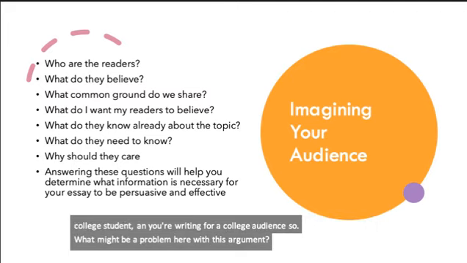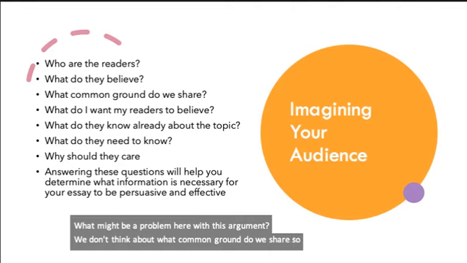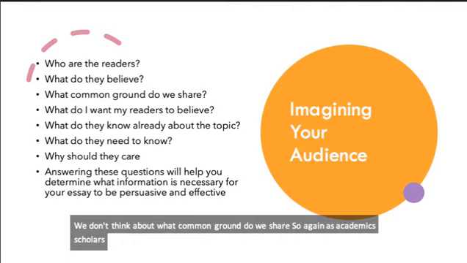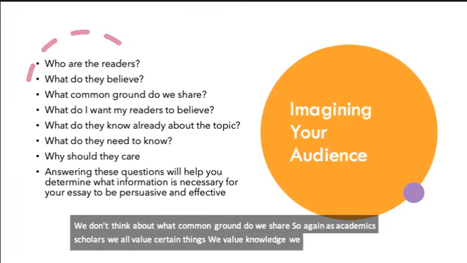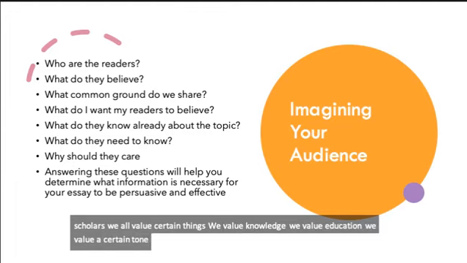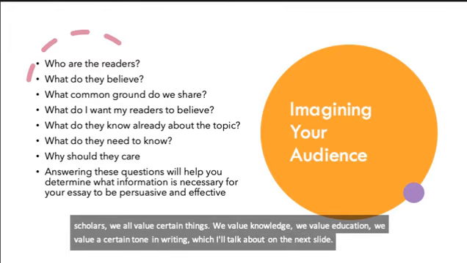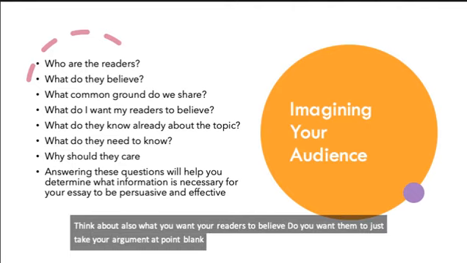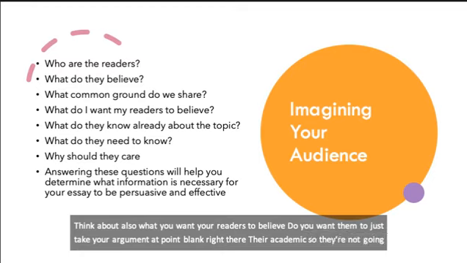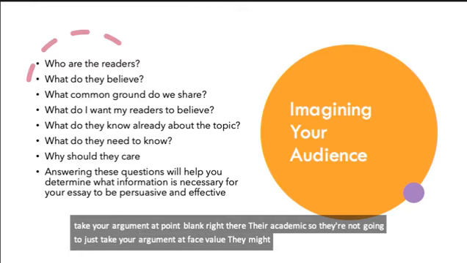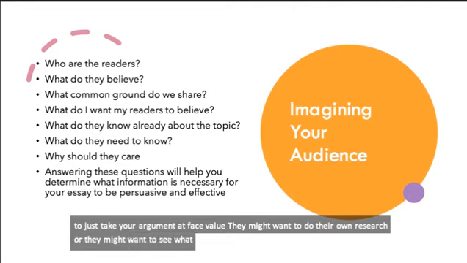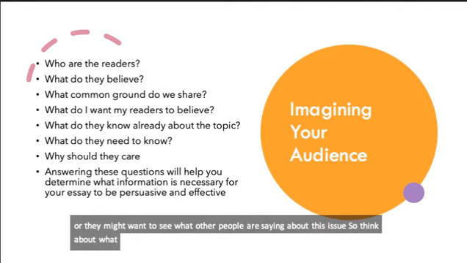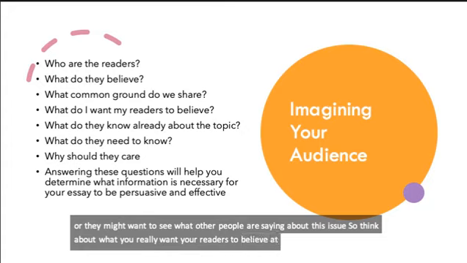We want to think about what common ground we share. So again, as academics, as scholars, we all value certain things. We value knowledge, we value education, we value a certain tone in writing, which I'll talk about on the next slide. Think about also what you want your readers to believe. Do you want them to just take your argument at face value? They're academics, so they're not going to. They might want to do their own research, or they might want to see what other people are saying about this issue. So think about what you really want your readers to believe at the end of your argument and throughout your paper.